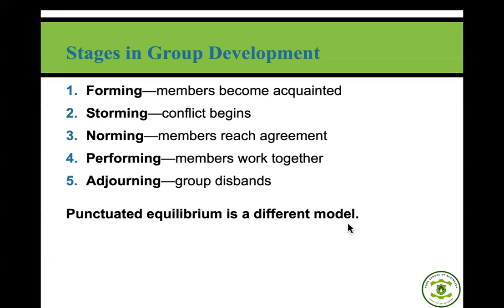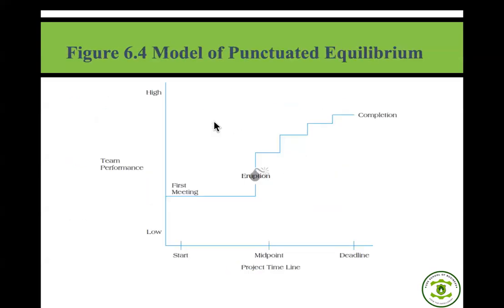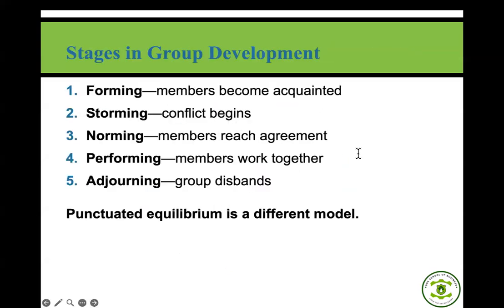It is important to note that there's what we call a punctuated equilibrium model. I think we have it in the subsequent slides. We'll look at it very soon. It provides an alternative view that suggests that project development, or group development, is not always linear. It's not linear.